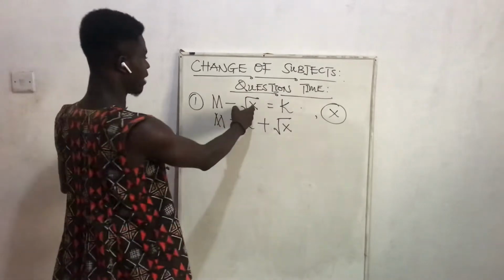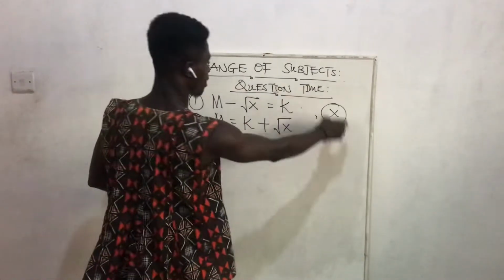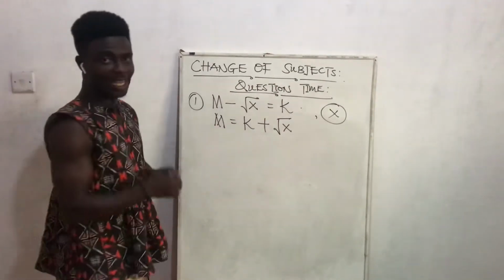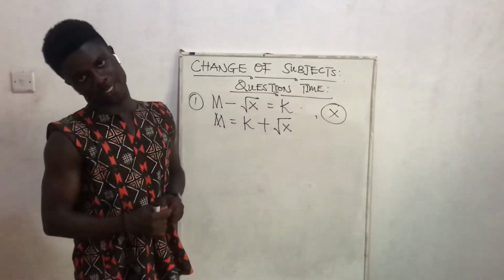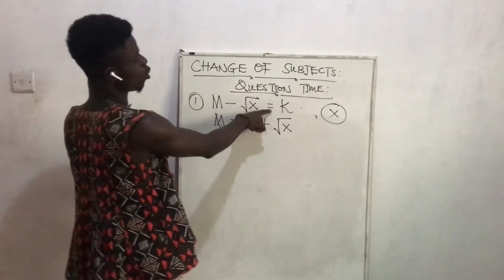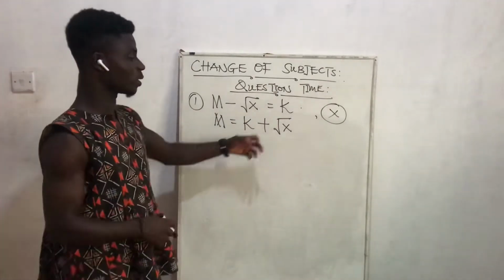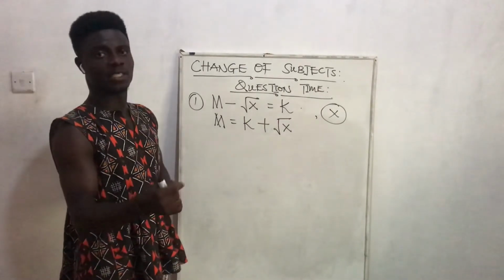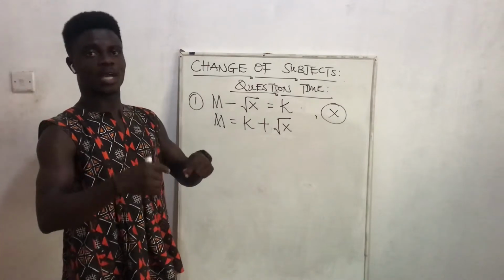So I've sent this square root of x to the right hand side. So now I've transposed the negative to positive. Why am I saying this? Because if negative crosses the equal sign, it becomes positive. And likewise, if positive crosses the equal sign, it becomes negative.